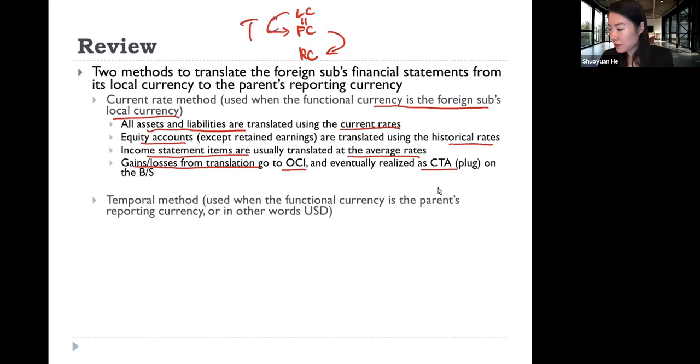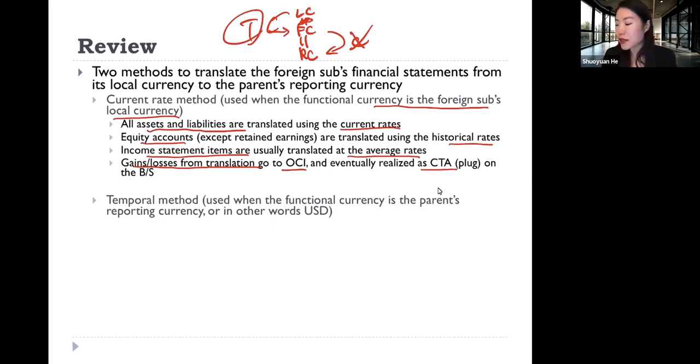So, the current rate method and the temporal method. If the functional currency is the parent firm's reporting currency, under this situation, we don't need the current rate method. We only need to do the temporal method. Under the temporal method, functional currency, that's just what we just talked about.